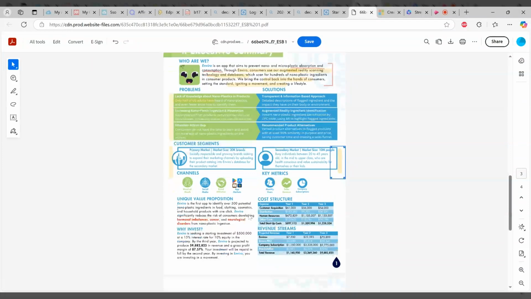They significantly reduce the risk of consumers developing hormonal imbalances, cancer, neurological disorders. So these are the big problems, right? And these are easy to read because they highlighted them in red.